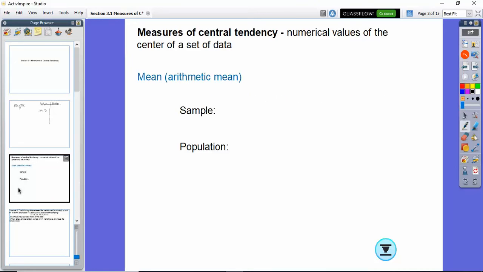Okay, so measures of central tendency. We are trying to find the center. Central tendency, it's just how we can find the center of our set of data. And the one that everybody is most familiar with is the mean. What is a mean? Middle. The average. And how do you find that?